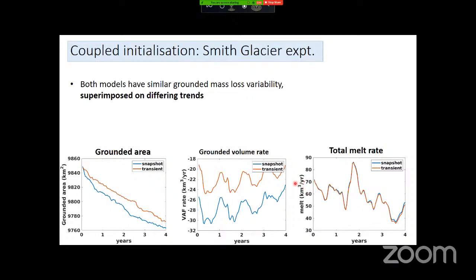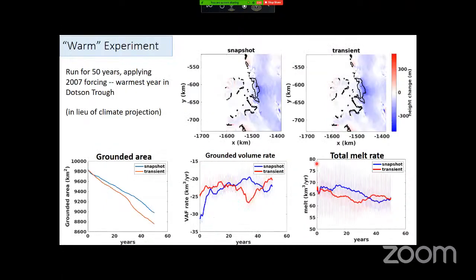There's no divergence in the pattern of melt rates because 4 years is not long enough for the cavity geometries to diverge. But over the longer term, they behave quite differently. This is a 50-year simulation of volume above flotation between the two. And what we see is that the snapshot calibrated model is just lagging the transient model, meaning I believe the transient one is the trajectory that the ice model wants to take.